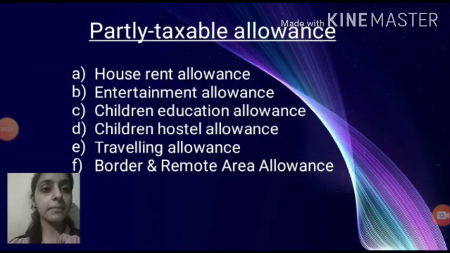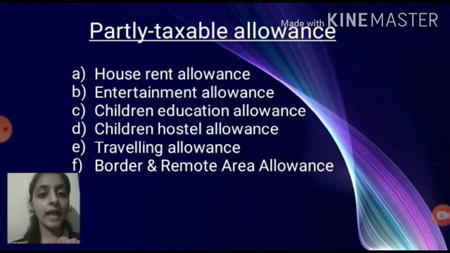Now I will explain partly taxable allowance. In this type of allowance, the entire amount will not be charged. Tax will be charged on some part of the allowance. First is house rent allowance, also known as HRA. This allowance, which is paid to an employee by his employer, forms a part of his salary. Second is entertainment allowance.